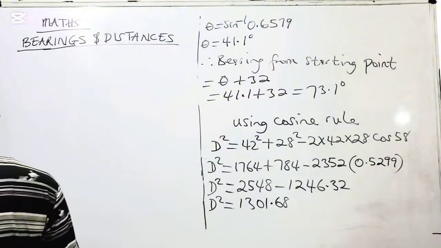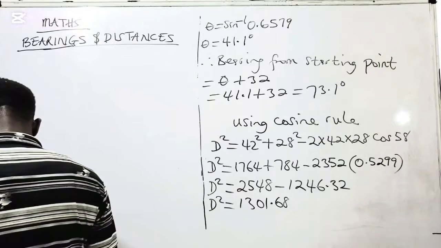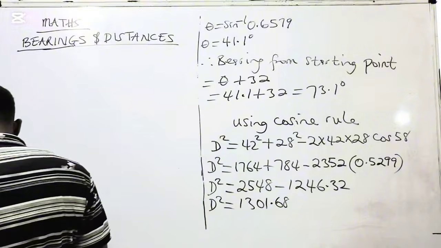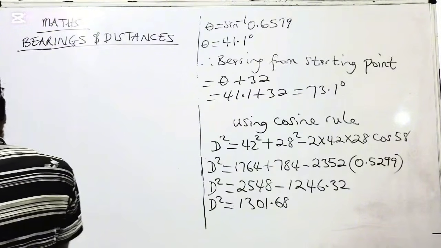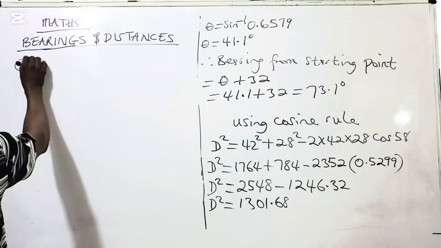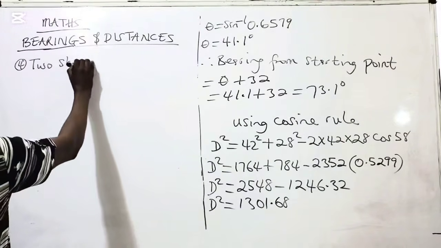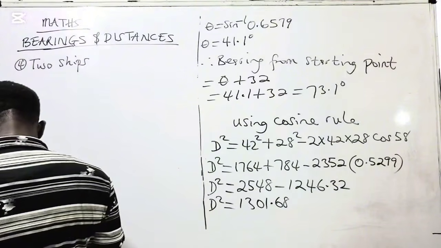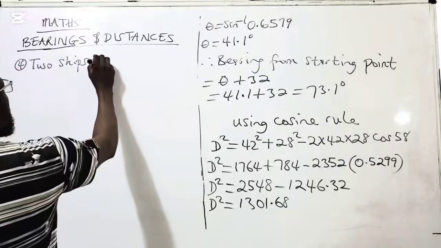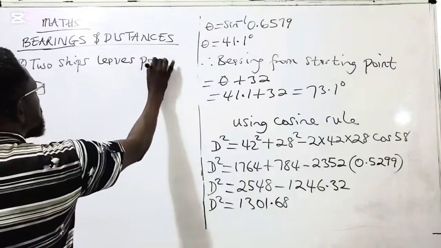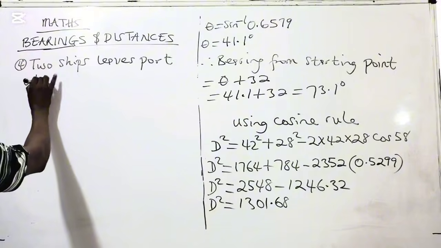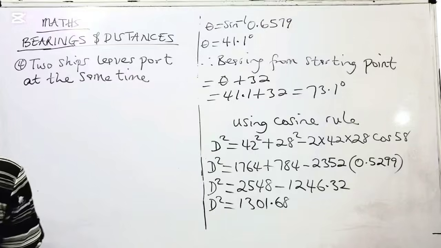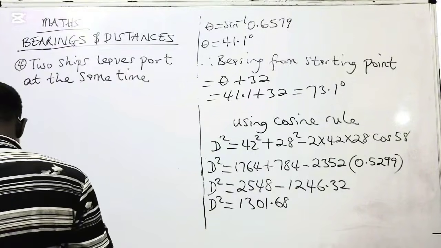Let's see the next question. Probably example 4 now. Example 4 says 2 ships leave port at the same time.